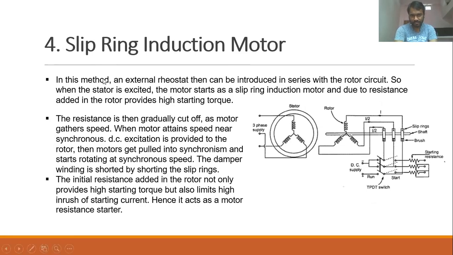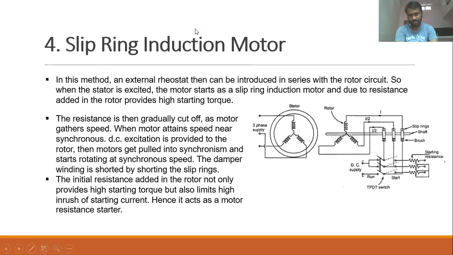In this method, an external rheostat can be introduced, and we know one more formula: starting torque is proportional to the rotor resistance R2. That is, if the rotor external resistance is increased, the starting torque can be improved. We will make use of this advantage. So initially, we keep the rotor external resistance at the maximum value, so that maximum torque is generated and the machine starts rotating.